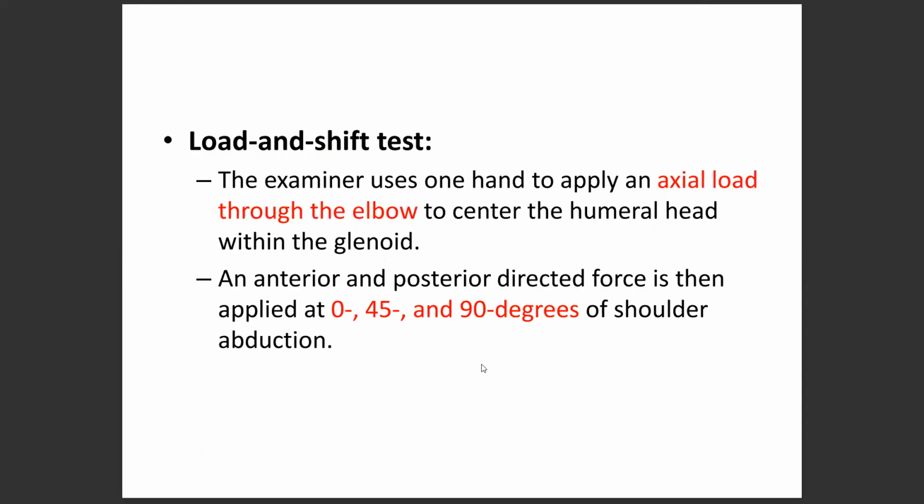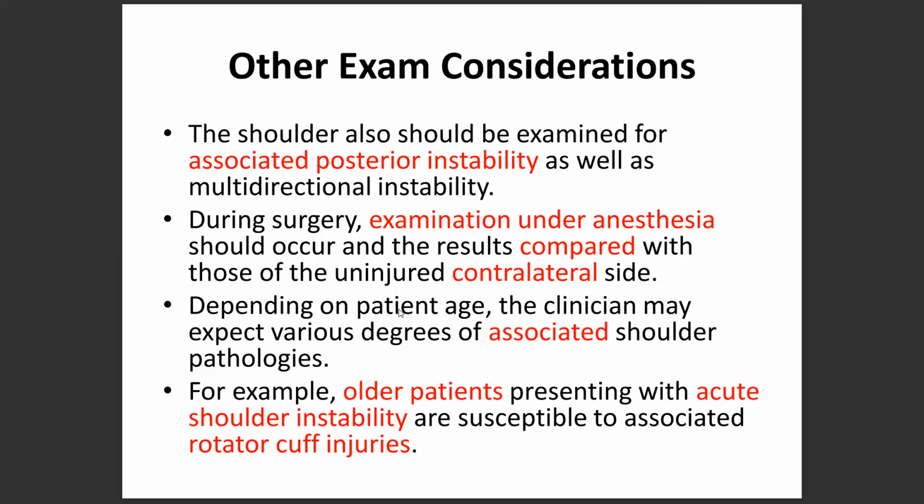So this is the axial loading from the elbow, in the direction towards the glenoid fossa. When that axial load is provided in the direction of the glenoid fossa, there will be translation, anterior and posterior. And that anterior and posterior directed force is applied not only at 0 degrees, but also at 45 degrees as well as at 90 degrees of abduction.